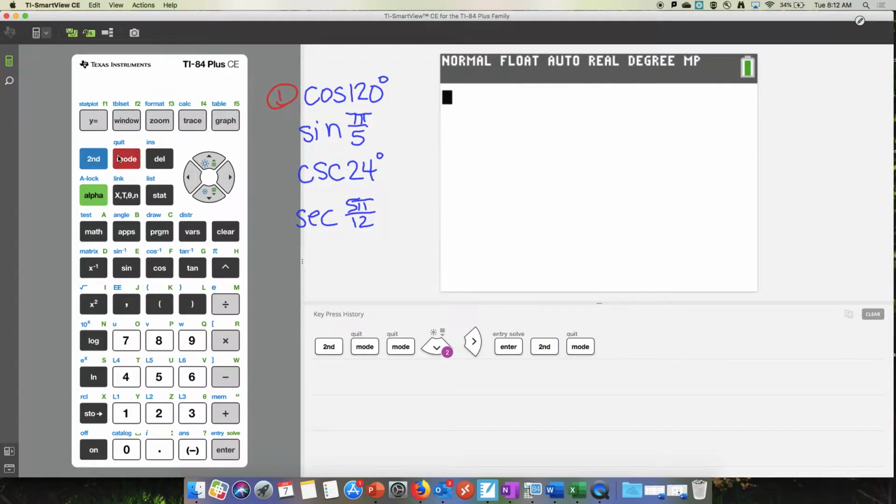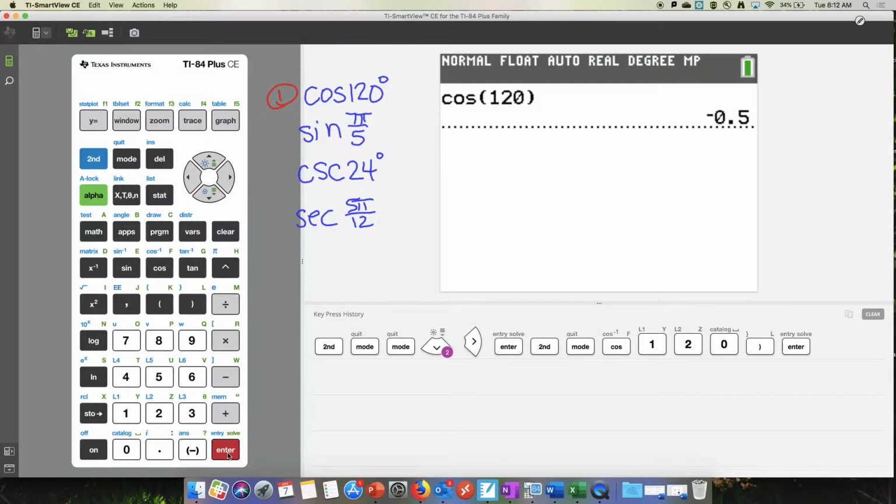Then we can go back to our home screen and punch in the cosine of 120. Since we are in degree mode, it's going to assume that 120 is in degrees, and it'll give us a value. Do you see your sine, cosine, tangent buttons right here?